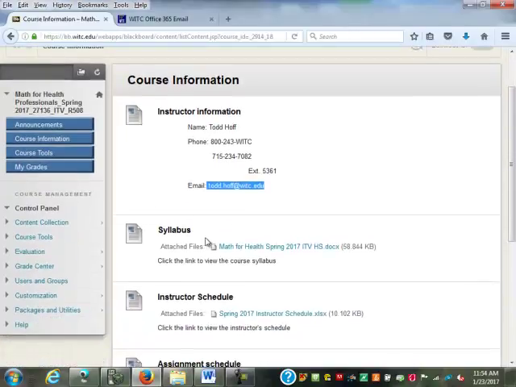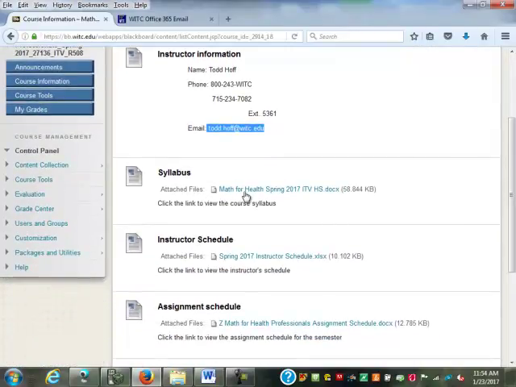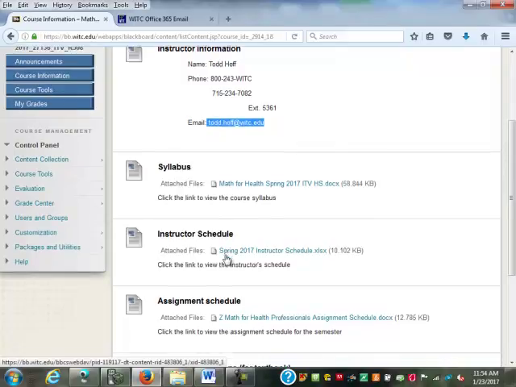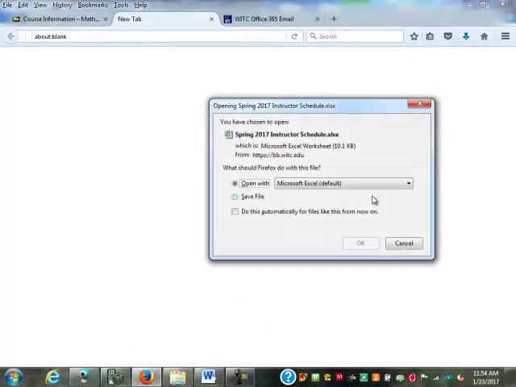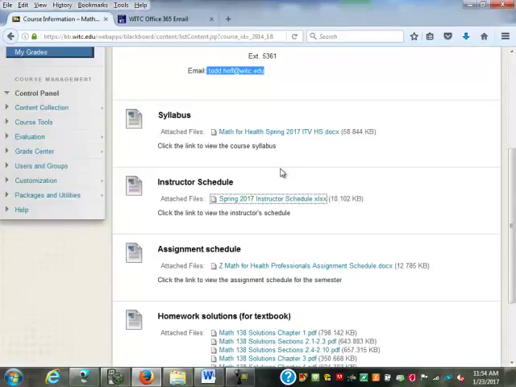Also on this page, you'll see the syllabus. We'll look at that in a minute. You can see my schedule. If you look at that, that tells you when I'm available. I'm not going to open it up. You guys aren't going to be on campus, so stopping by to see me isn't an option. For you guys, contacting me is going to be basically email.